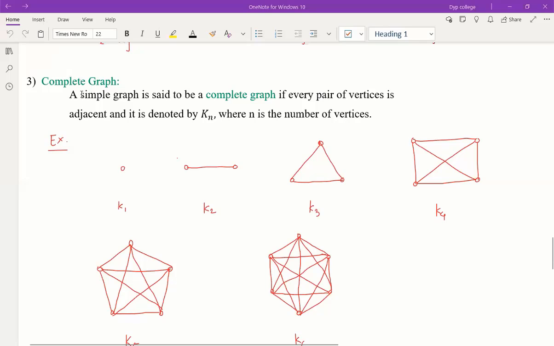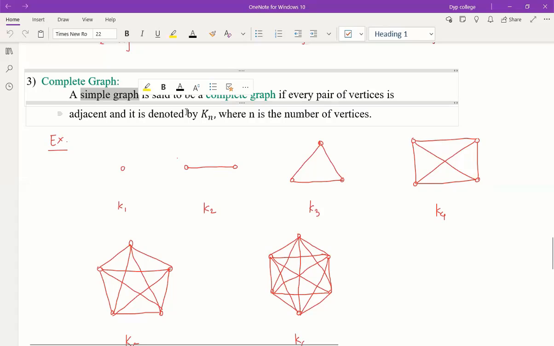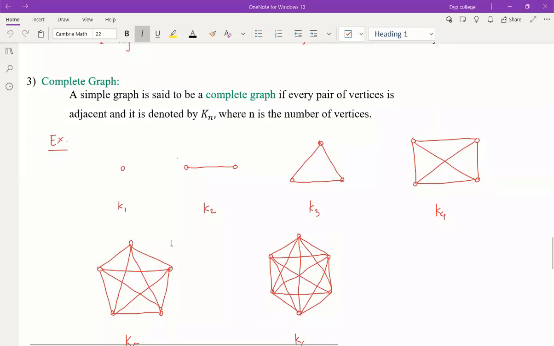So the first thing, the graph must be a simple graph, and the second thing is that every pair of vertices should be adjacent. That means between every pair there should be an edge. Okay, between every pair there should be an edge. Then that graph is called a complete graph, and that complete graph is always denoted by Kn, where n is the number of vertices. That means it will be a graph with n vertices, a complete graph. So that will be denoted by Kn. Okay. This is the complete definition of the complete graph.